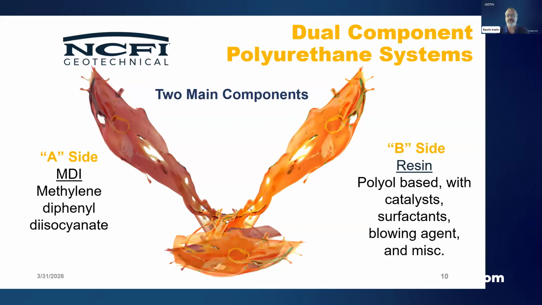So the A side is a standard kind of chemical. It's isocyanate, MDI, or ISO. A side, most people call it. That's a standard chemical that we purchase. The B side is the resin. That is where the magic happens, and that's where the formulas change. So that's our proprietary information there in the B side.